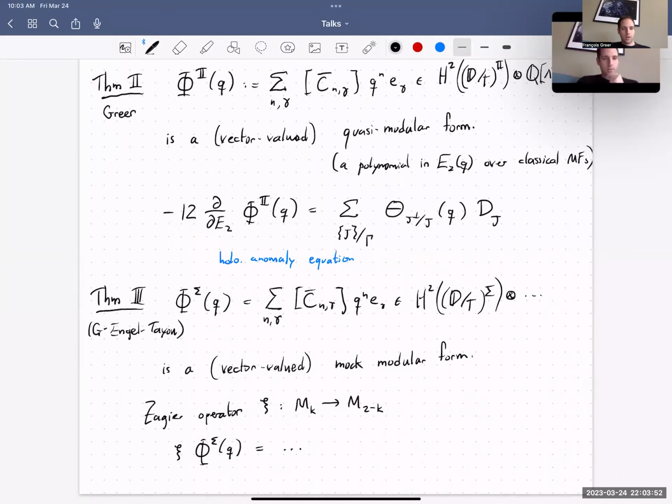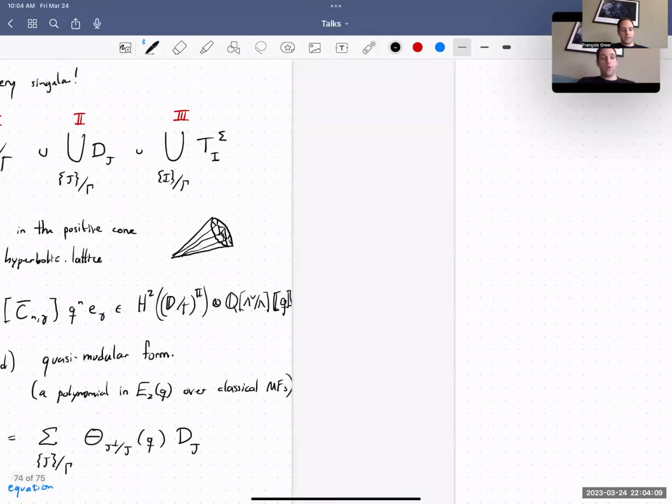Okay. Maybe one question. So do these results depend on the compactification, or are they independent? Absolutely. Yeah, it depends on the compactification in a very essential way. So we'll see that, I guess, in a second.